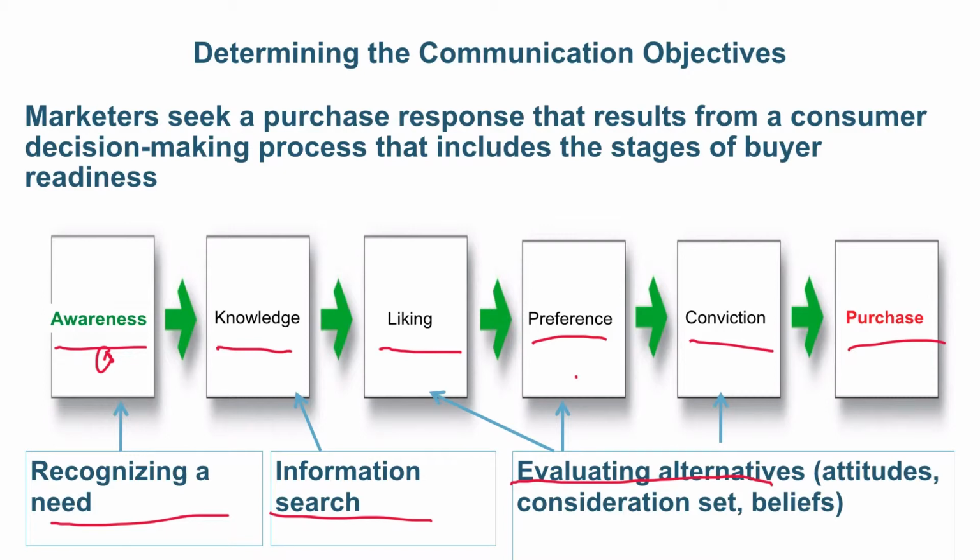The next stage is preference. How do they know that our product is better than competition? Again, this will fall into the evaluating of alternatives and the consideration set stage in the decision-making process. And finally, how do they know that this is the right choice? Again, this will go into the final stage of making a choice of a product. And then we have the purchase, which fits with the post-purchase behavior in the decision-making model.